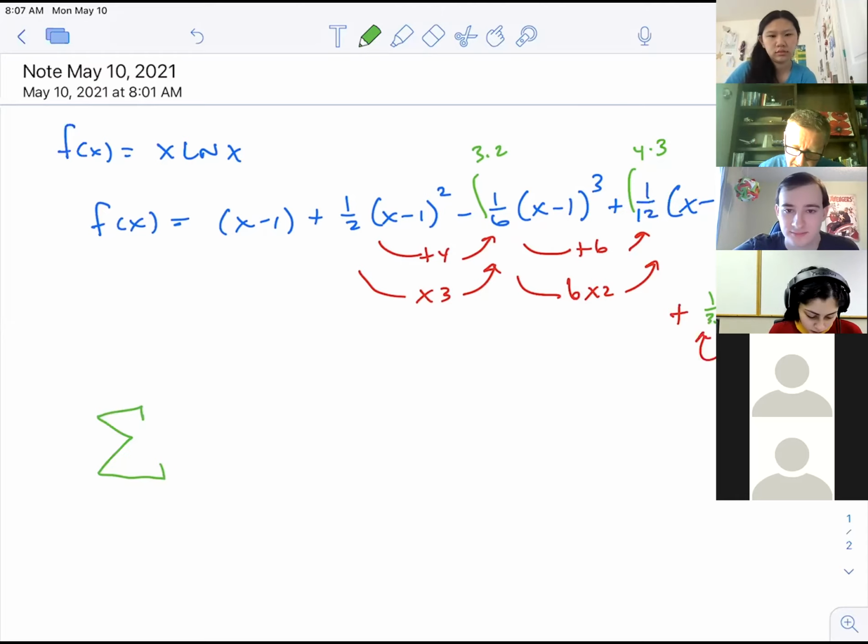n minus 1, close parenthesis, go to x minus 1. We're getting close now. Raised to the nth power. Boom.